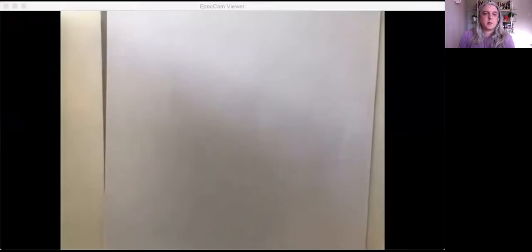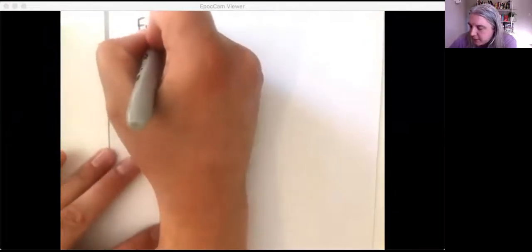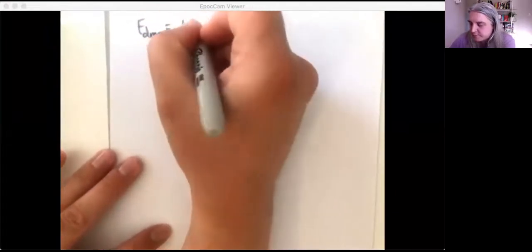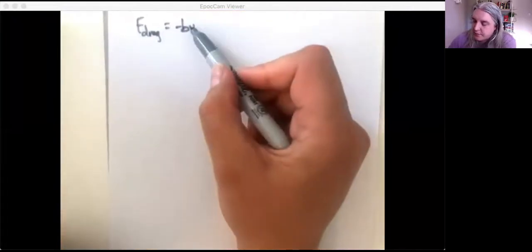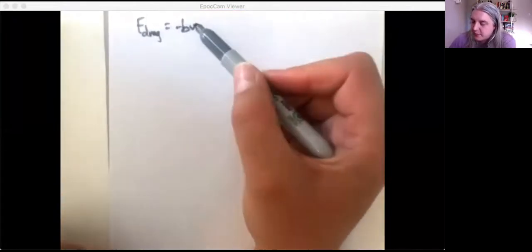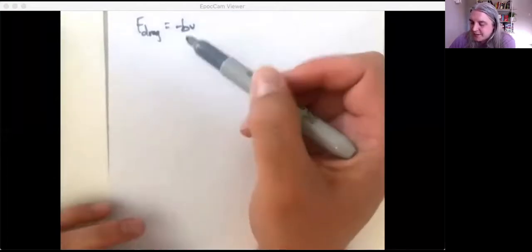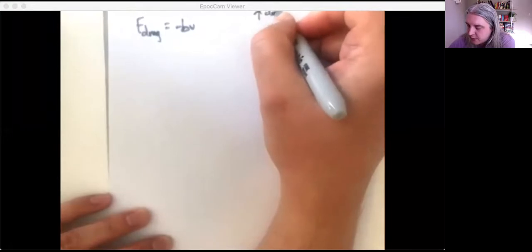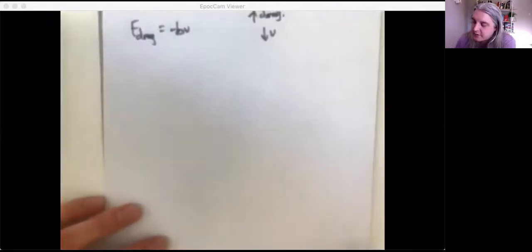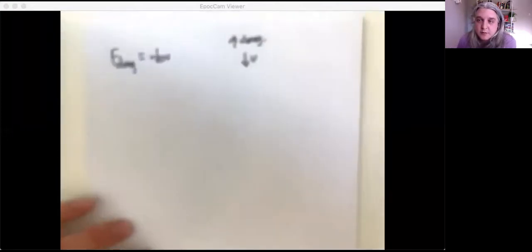This question will actually be quite short. First of all, write down the equation we're given. F drag is equal to minus bv. That tells us that whatever the velocity is, the drag is negative b times that. The negative is just telling us that the drag is going to be upwards if the velocity is downwards. Right? That's all that negative is telling us. And that's kind of limiting us to a one-dimensional system, and that's fine.